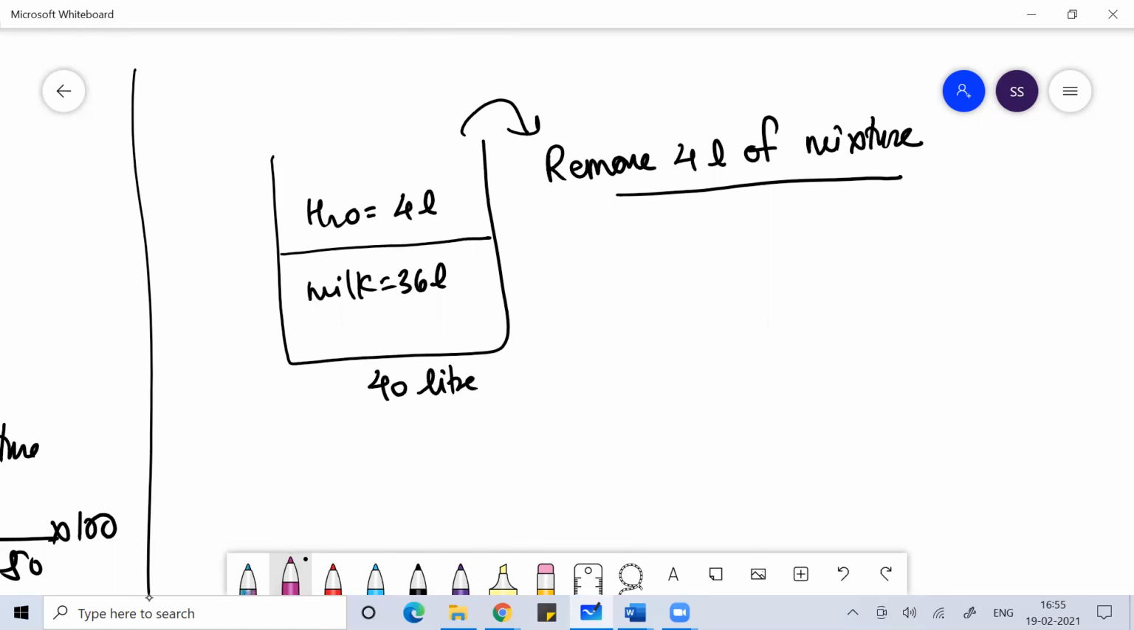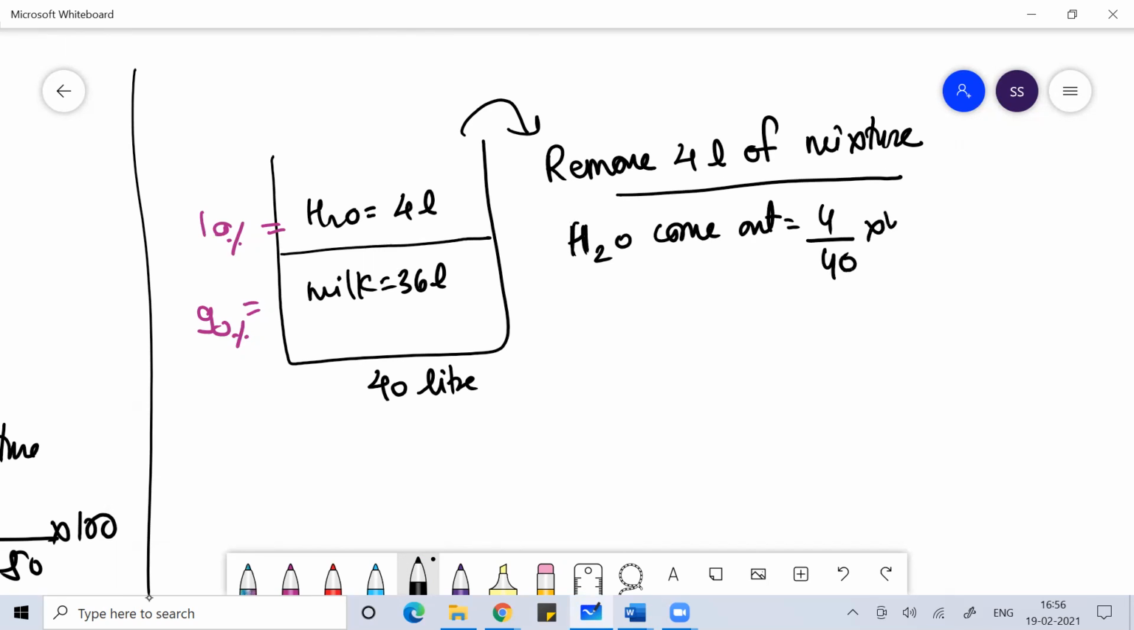Now here, the water is 10% and the milk is 90%. So if you remove 4 liters from this, you cannot remove only water. In that 4 liters, milk will also come out, and water will also come out. So how much water will come out? 0.4 liter of water will come out.